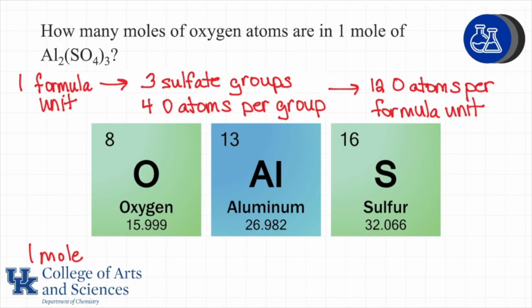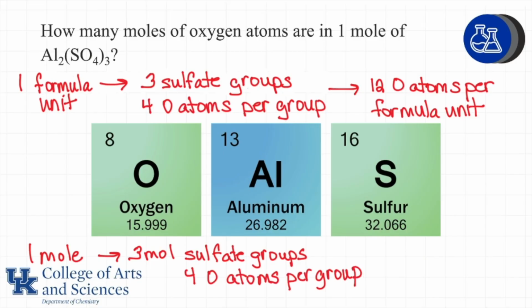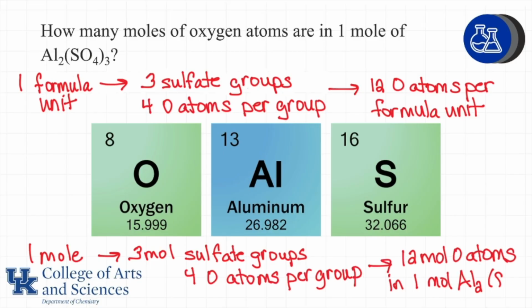If we have 1 mole of aluminum sulfate, each mole of aluminum sulfate has 3 moles of sulfate groups, and each of those has 4 oxygen atoms. Therefore, 1 mole of aluminum sulfate has 12 moles of oxygen atoms.